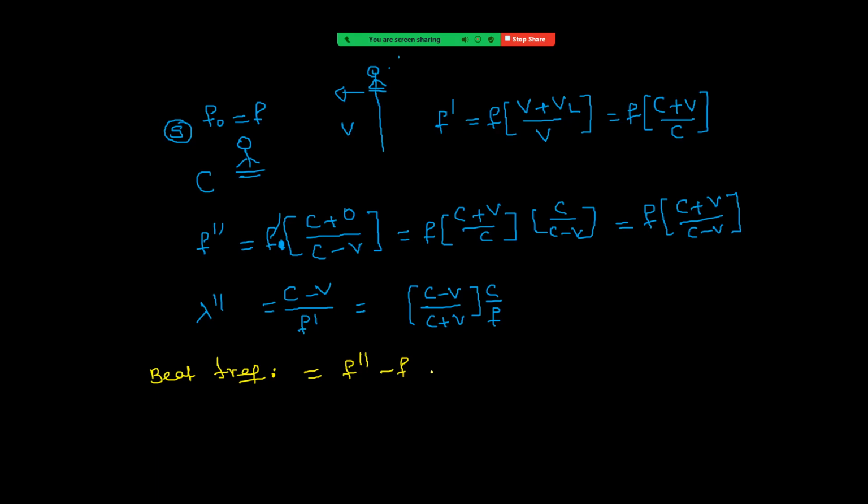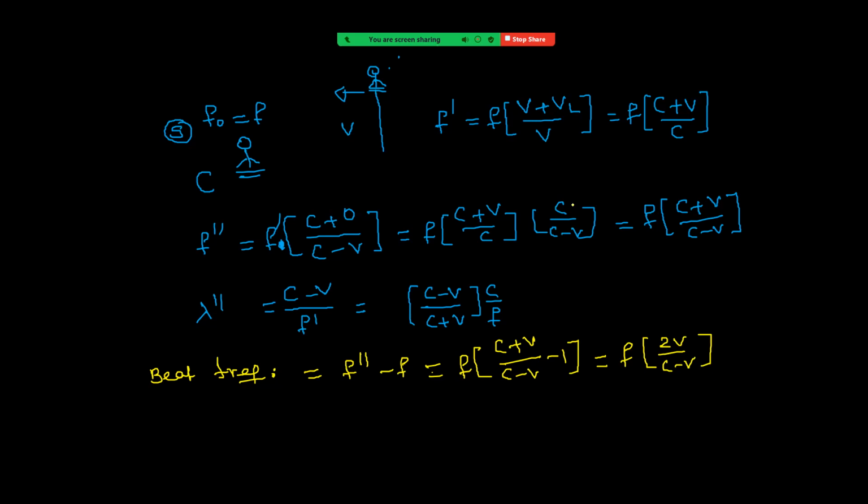Now see the calculation. F double dash and F. So I can take F common. Remaining is now (C plus V) by (C minus V) minus 1. That is equal to F into, see how much we get? C, C gets cancelled. It is now 2V by C minus V. Okay. That is now the answer, right?